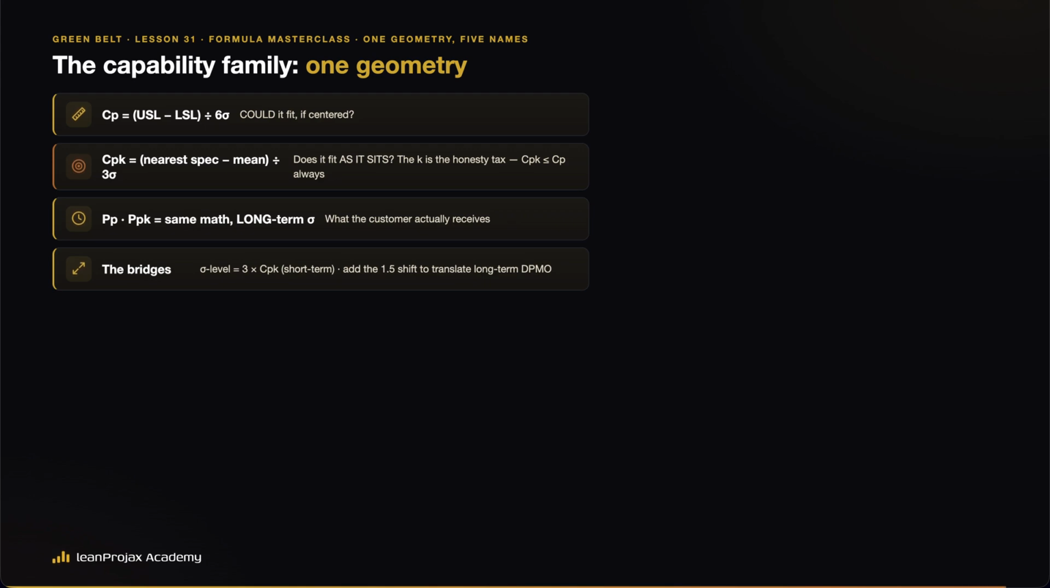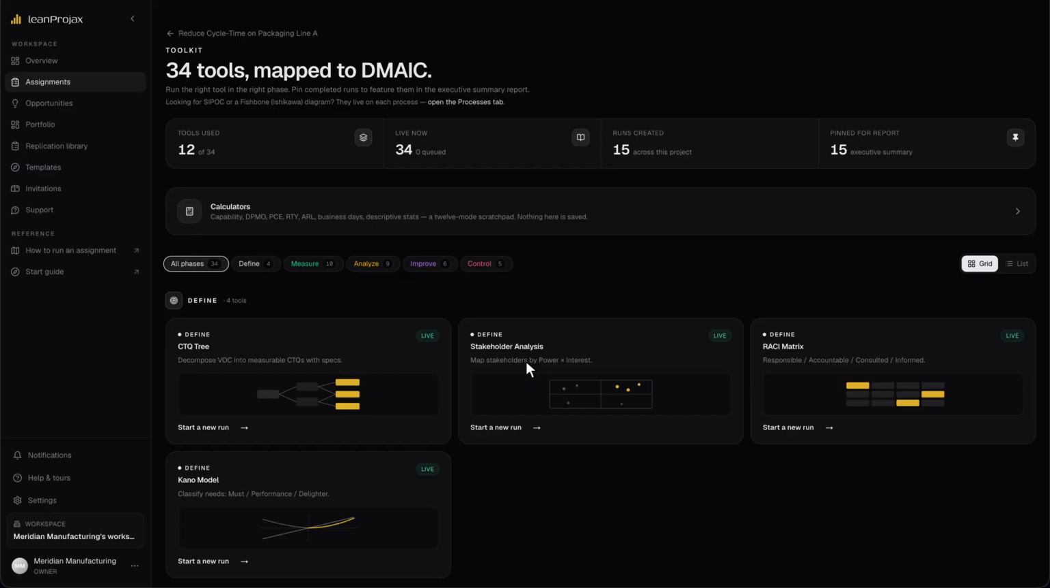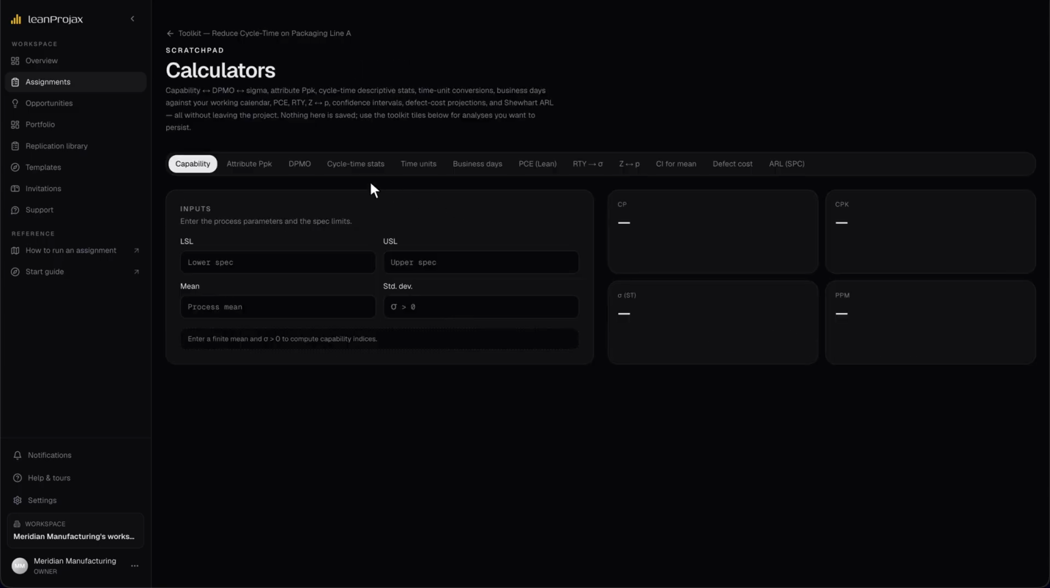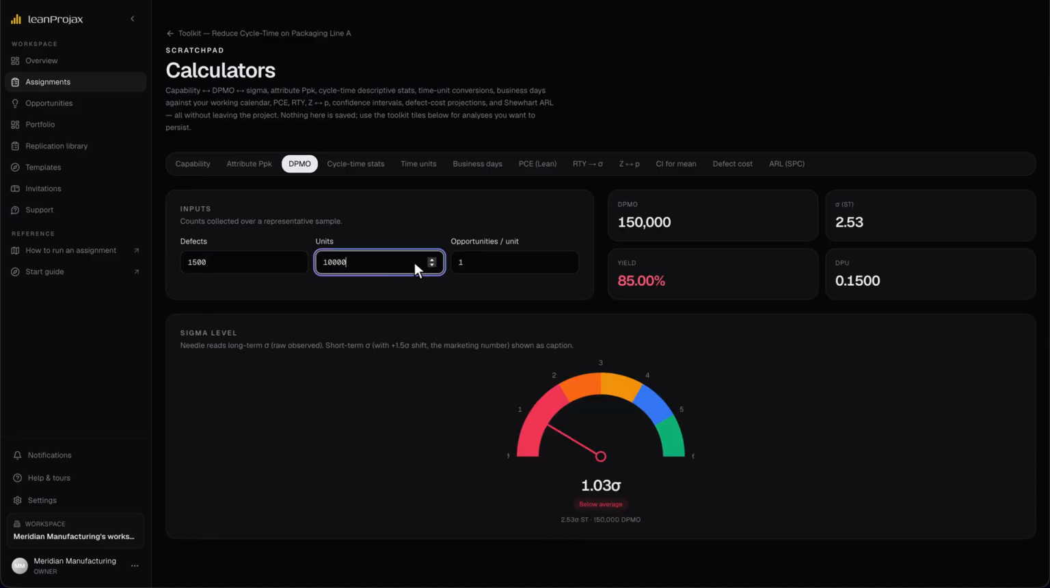1 geometry, 5 names. Speed run, I'll use the LeanProjax platform, the toolkit's calculator workbench, 12 calculators, no saving, pure math. DPMO first: 1,500 defects, 10,000 units, 4 opportunities, 37,500 DPMO, sigma about 3.3.